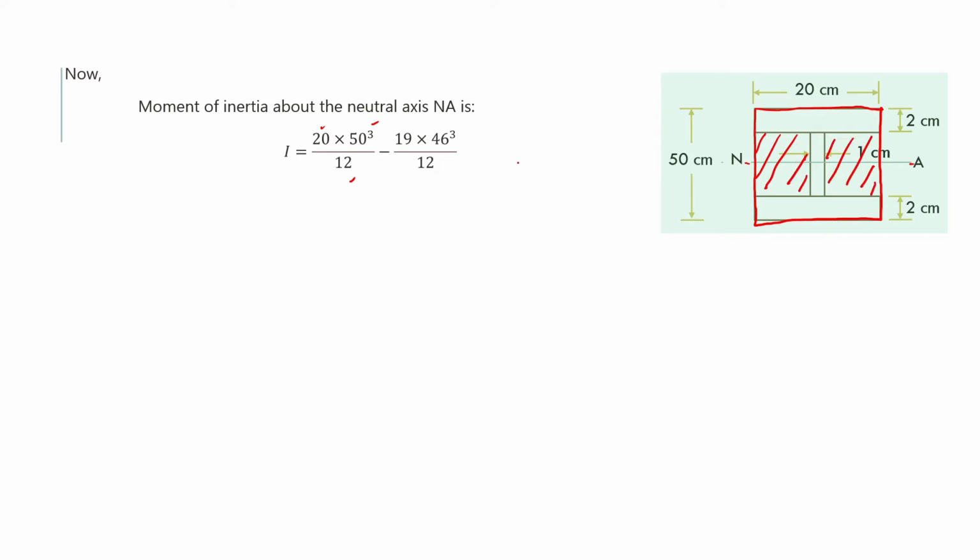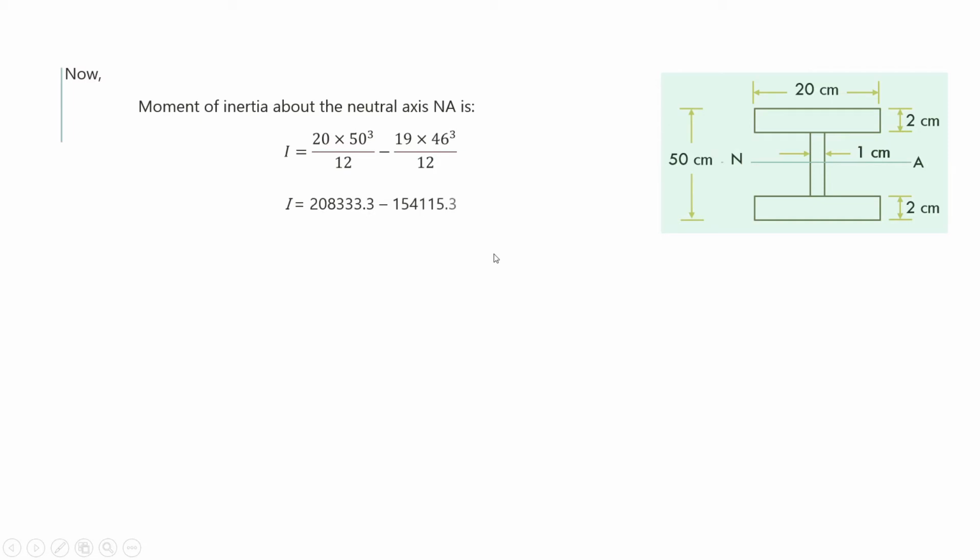So what we are doing? This is minus 19. 19 is 20 minus 1 centimeter. So this is 19. Remaining portion is 19. So this 19 is B. This is 19 into 46 cube, means height. Height is from here to here. So obviously this is 50 minus 2 minus 2. So this is 50 minus 4 is 46. So 19 into 46 cube by 12.